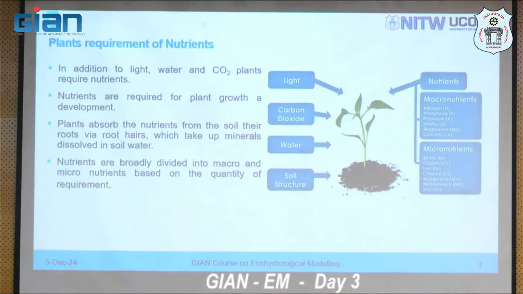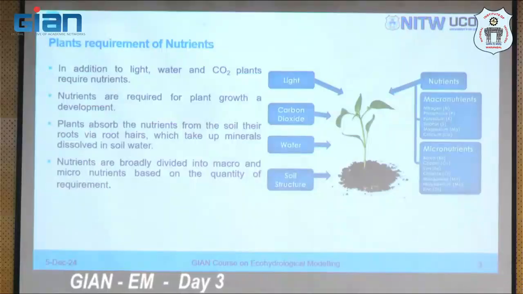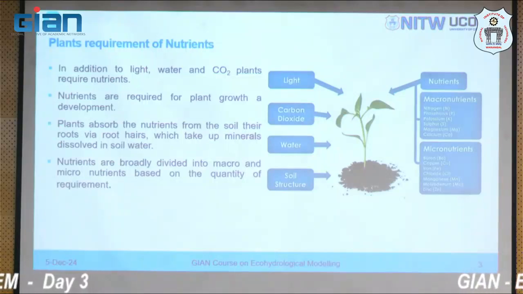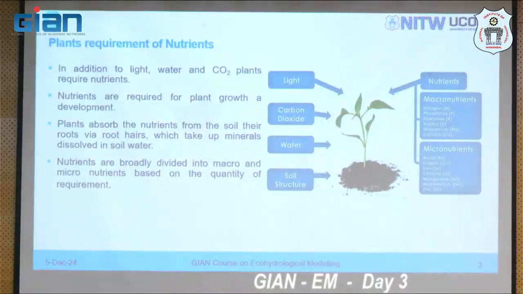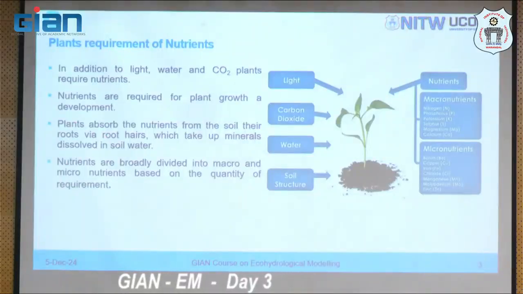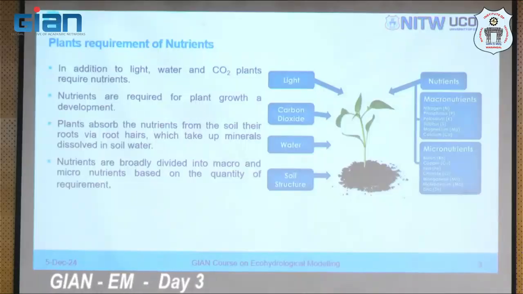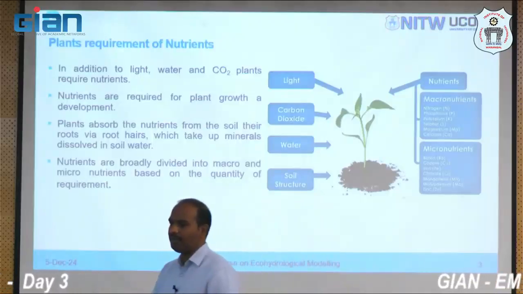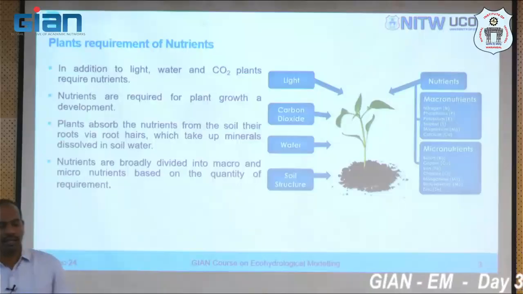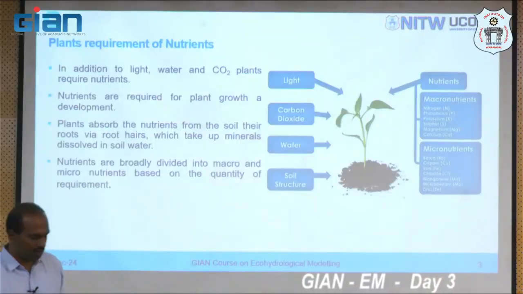Those nutrients are broadly classified into macronutrients and micronutrients, depending upon the quantity required. Some nutrients are required in larger quantities as compared to others. But all the nutrients are usually taken up through the roots, right? The plant absorbs the nutrients from the soil water through roots via root hairs, which take up minerals in the dissolved soil water. So in addition to water, these dissolved minerals are absorbed by the plant roots and distributed to the plant through its vascular system.